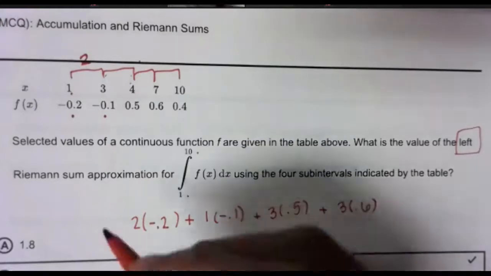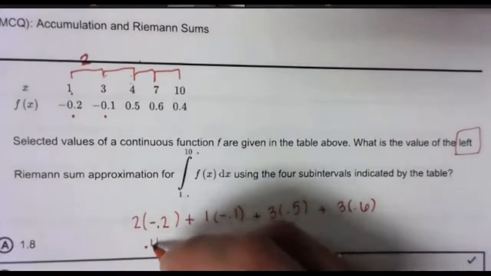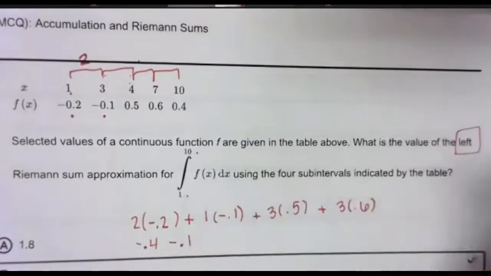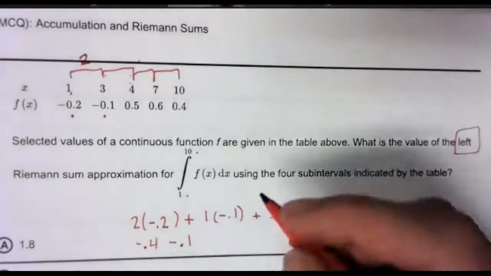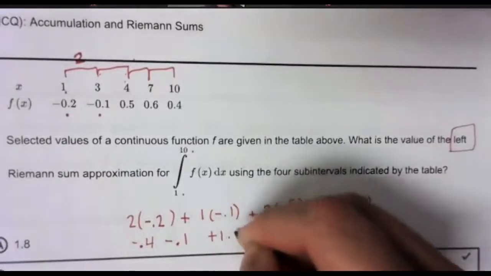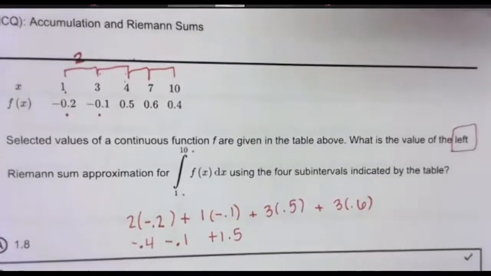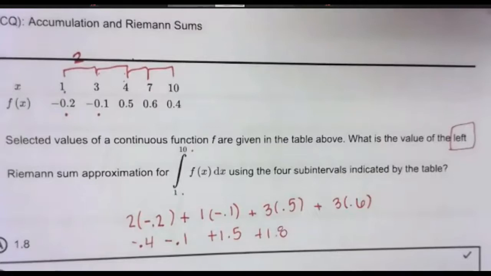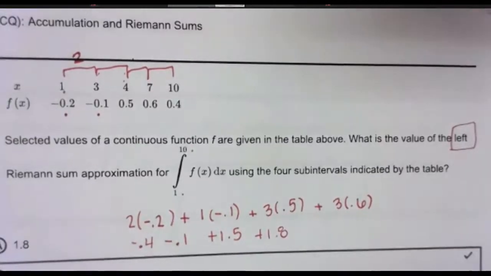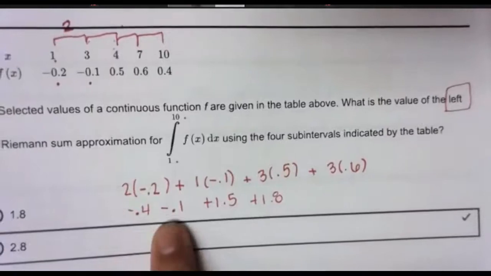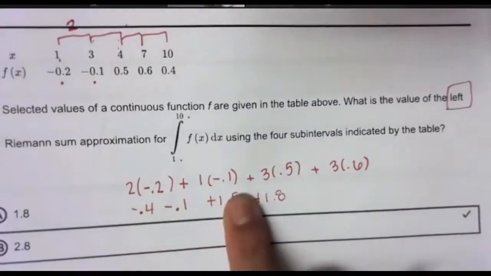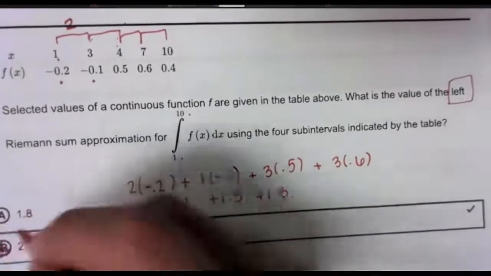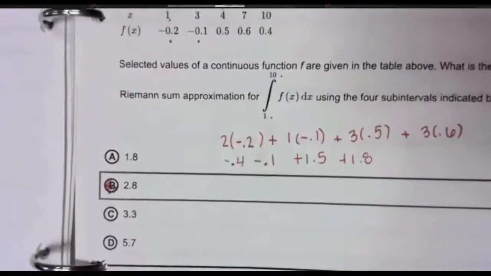So 2 times negative 0.2 becomes negative 0.4. 1 times negative 0.1 is negative 0.1. And 3 times 0.5 gives me positive 1.5. And 3 times 0.6 gives me positive 1.8. So now when you add those together, negative 0.4, negative 0.1 is negative 0.5. So that cancels that 0.5. So you have 1 plus 1.8, which gives you letter choice B, which was 2.8.